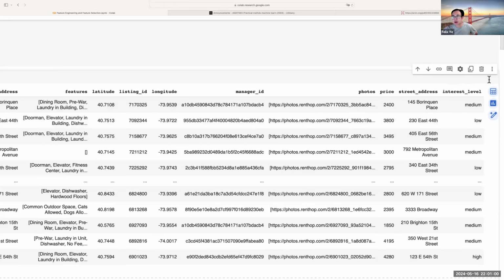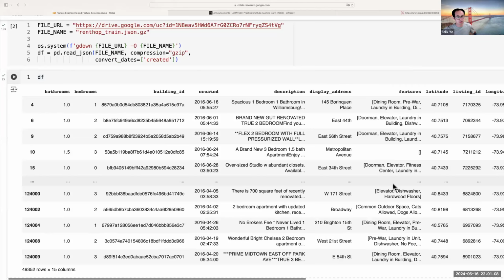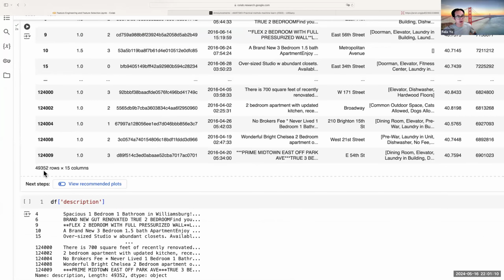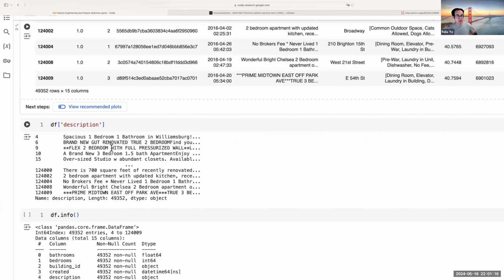So this is our target that we want to predict, which is our interest level. It has low, medium, and high. In total, it has a lot of data, almost 50,000 entries. For the description, you can see it has a lot of words. For example, I want to see the first one.